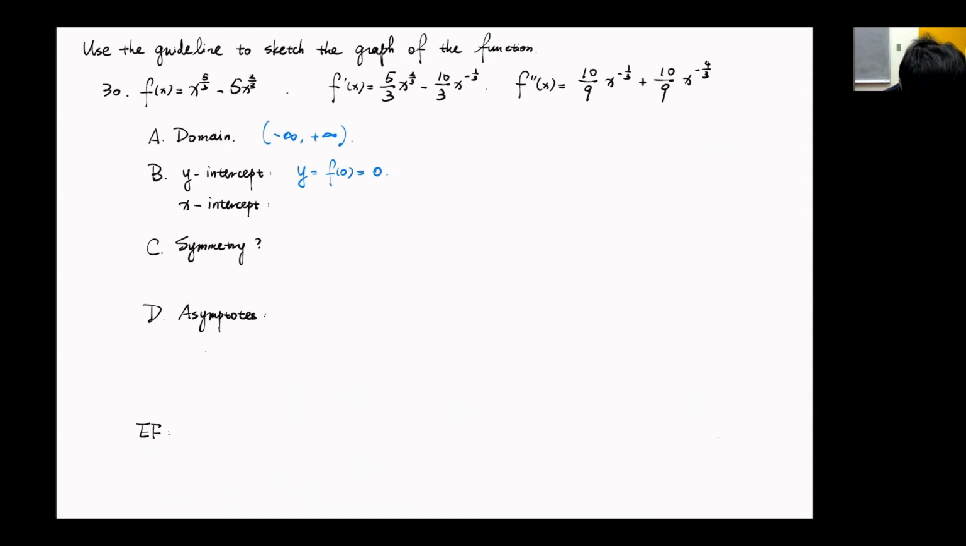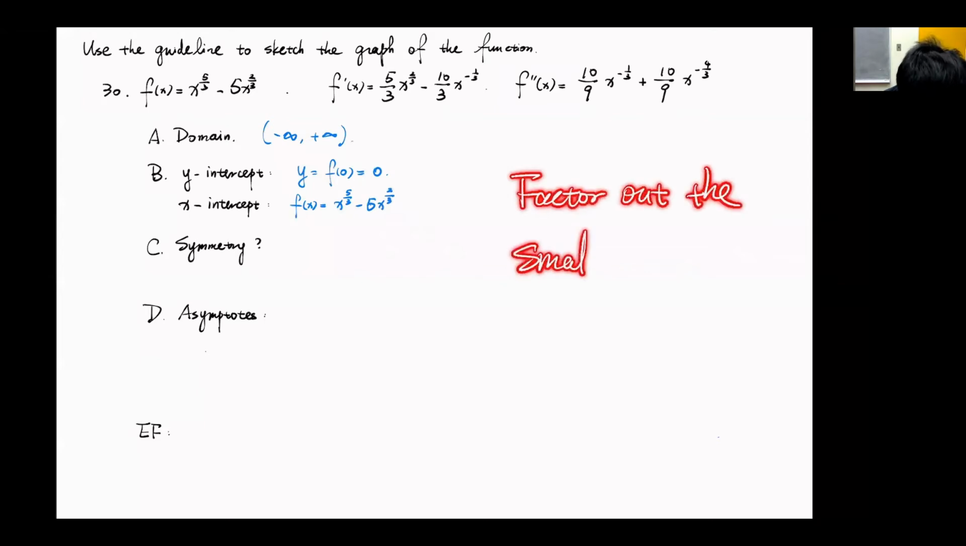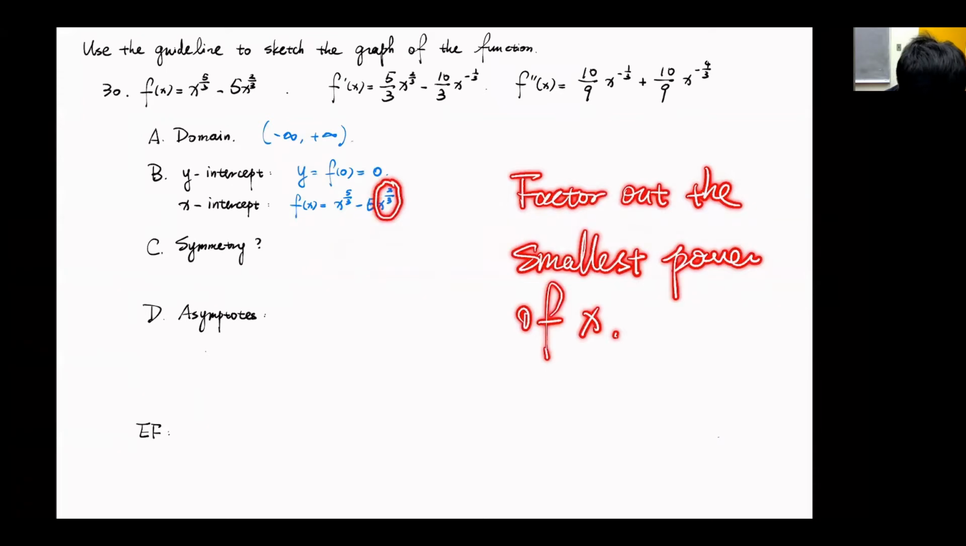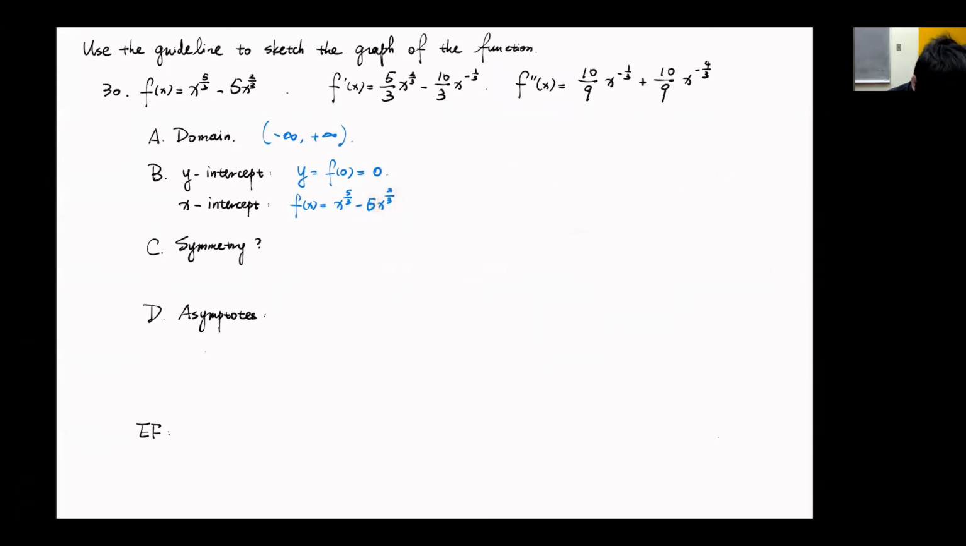For the x-intercept, you need to set f of x equal to 0. So f of x equals x to the 5/3 minus 5 times x to the 2/3. To handle this equation, I need to factorize a little. When you are dealing with a factorization involving fractional powers, the general rule is to always factor out the smallest power of x. In this case, the smallest power of x is x to the 2/3, so I would just factor that out.